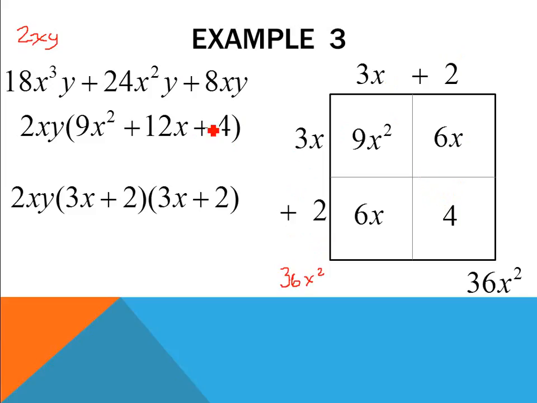Now, this is the pattern when you have a perfect square. You might see it also written in this format. When you're squaring a binomial, it is going to be first term times itself. So 3x times 3x is 9x squared. Multiply these two together to get 6x and then double it. That's what the 12x is. And 2 times 2 is 4.